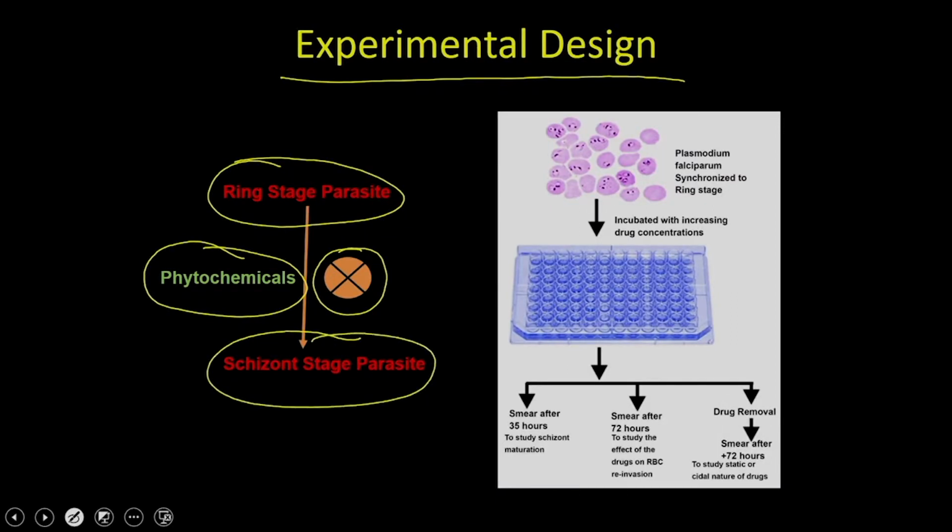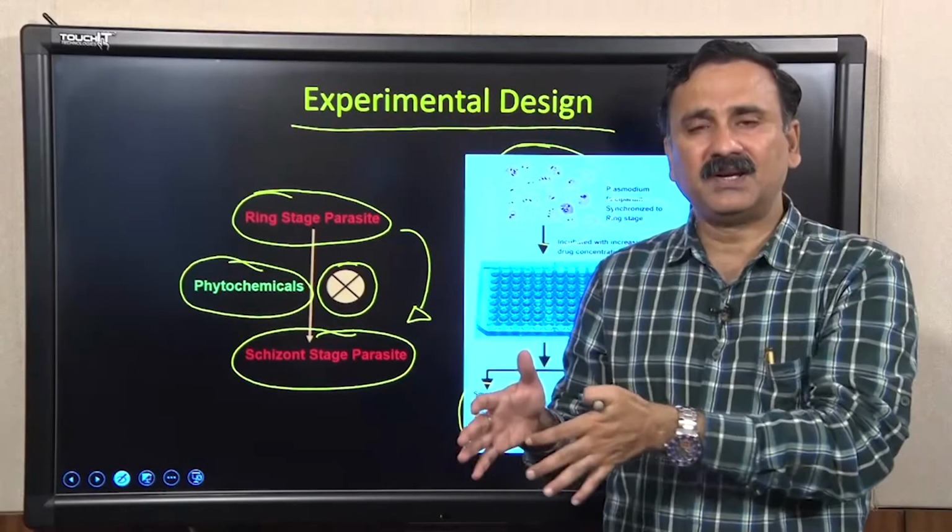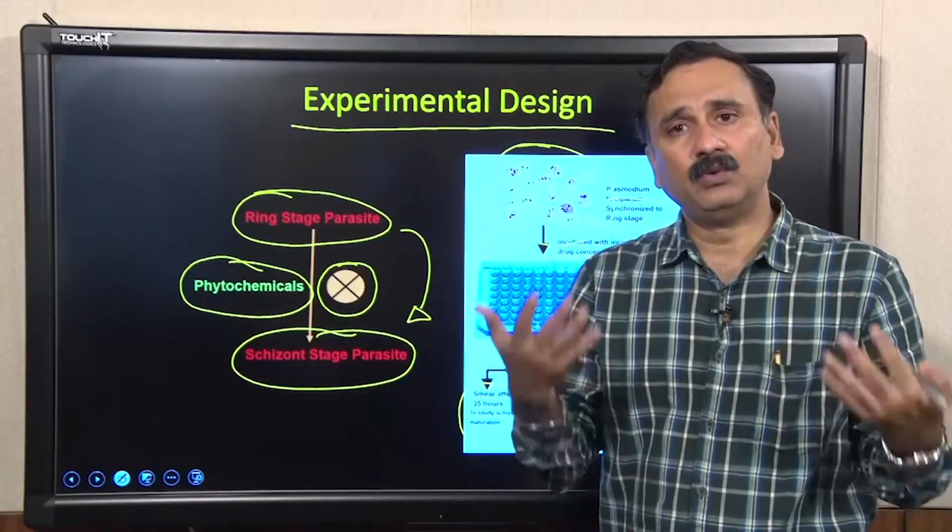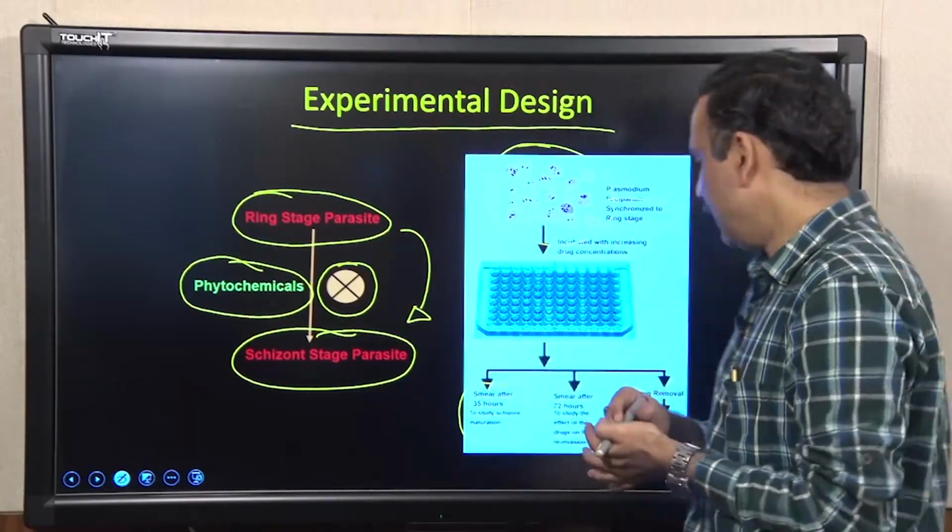Typically, you first produce the ring-infected RBCs with the help of synchronization, and then you incubate them with increasing concentrations of the phytochemical or test molecules for some time. After that, you make a smear after 34 hours to see whether the ring has matured to give you the schizont stage, because under normal circumstances it is going to complete its life cycle and give you the schizonts within 35 hours.